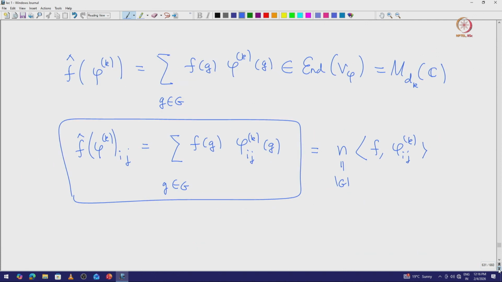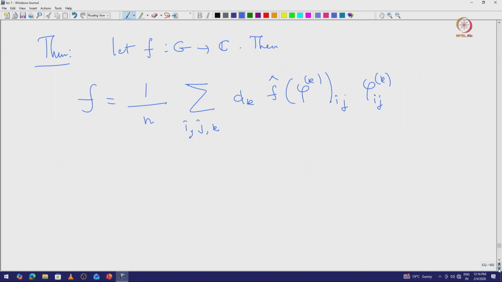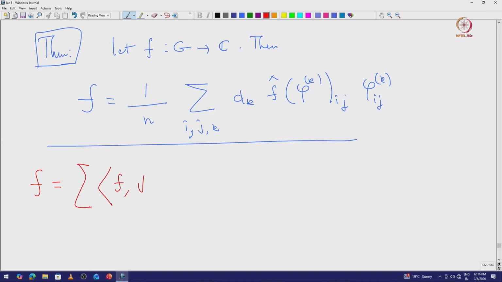Okay. So, now why is this theorem true, that Fourier inversion is true. Let us start computing the coefficient using the orthonormality of the square root of dk phi ijk. So, here is the proof. You write f equal to the summation of the inner product between f and square root of dk phi ijk, and then phi ijk. Of course, the square root dk will be there, where ijk varies.